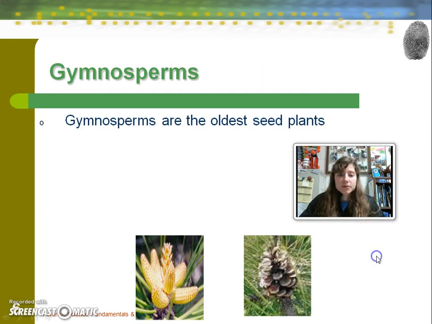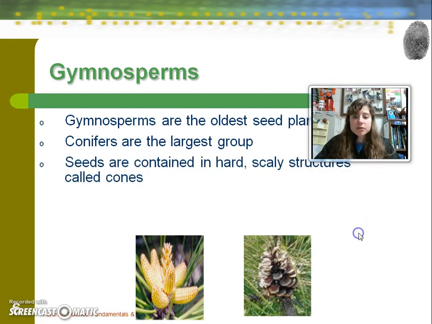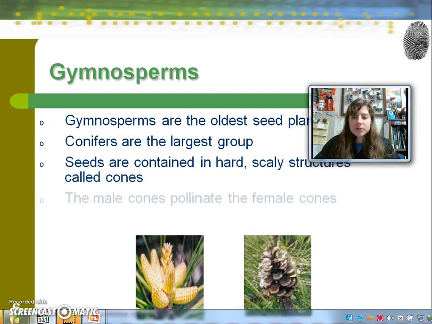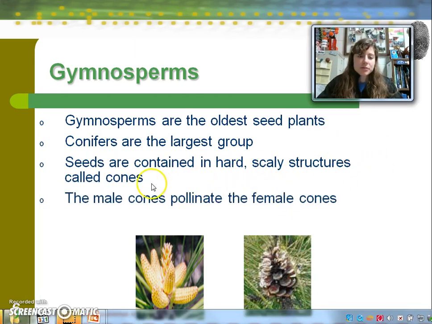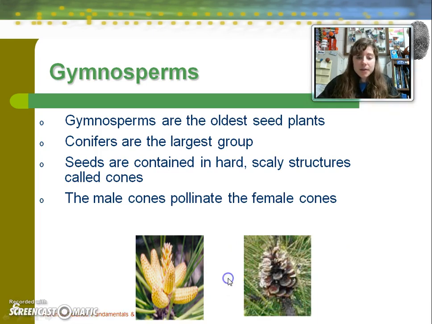Now, gymnosperms, as we said, include the conifers and ginkgos, and they produce these hard, scaly structures that we call cones. And basically, the male cones pollinate the female cones. So there are no flowers, no fruits on these trees. And can you think about which one of these is a male versus female cone?